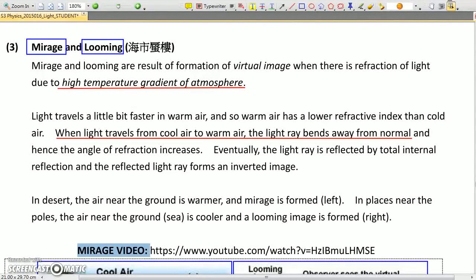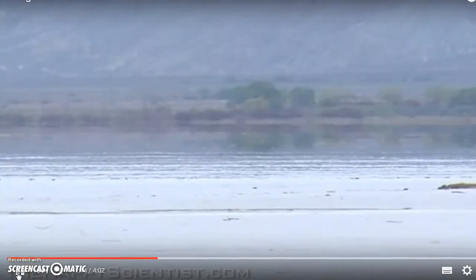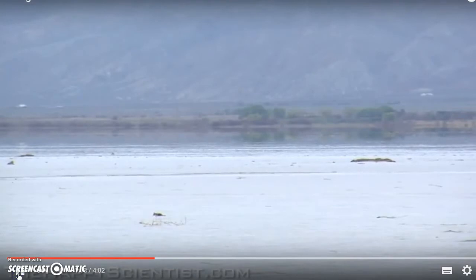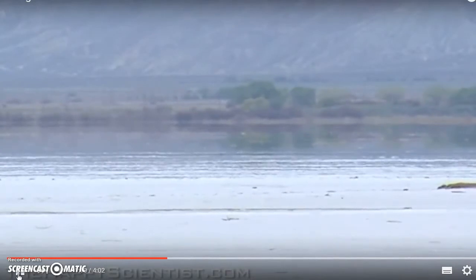The next application is called mirage and looming. The YouTube video below shows you some scenes of mirage and looming. So on one side of a desert, you may see something just like this, which looks like a pool of water, but actually it is not. It is mirage.